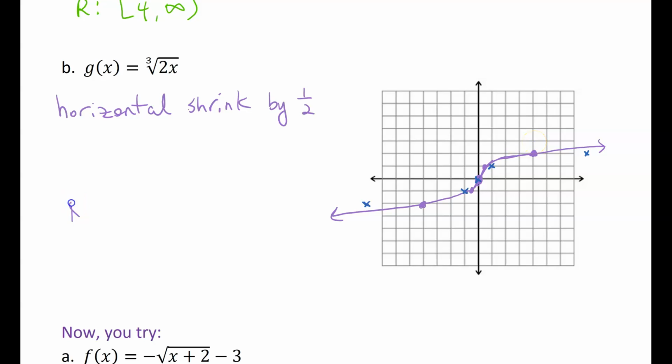I'm going to go ahead and add domain on here. Any restrictions on the domain? No restrictions, so we'll say -infinity to +infinity. And how about the range? No restrictions there either, so -infinity to +infinity.